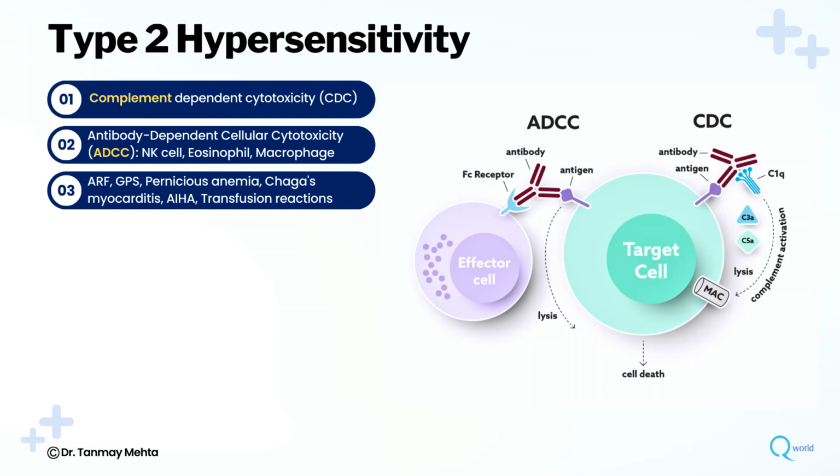Okay, there are other variations of type 2 hypersensitivity which I have included in type 5 and type 6, in which cell is not killed but its function is altered. Okay, so we will talk about that at that point of time.